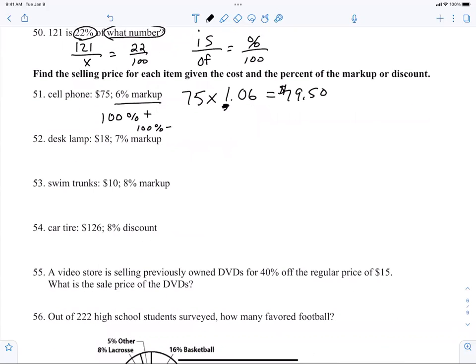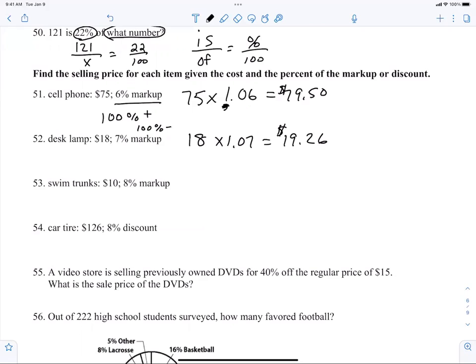All right, so I'm gonna let you do this one. Do 52 now. What would I do? So it would be 107%. Right? And then you would make it 1.07, right, times 18. Yes, now we're in business. And tell me what that is. $19.26. Good job.